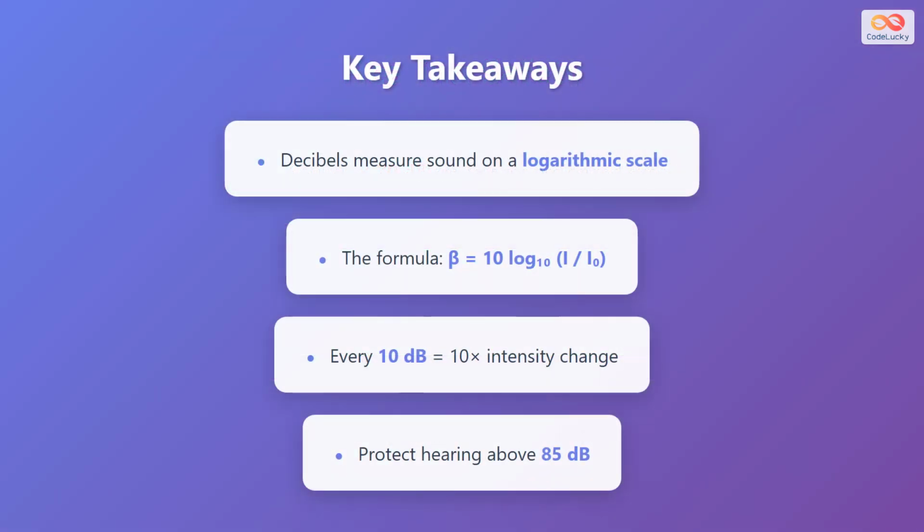Let's review the key points. Decibels measure sound on a logarithmic scale that matches how humans perceive loudness. The formula is beta equals 10 times the logarithm base 10 of I divided by I0. Every 10 decibel increase represents a 10 times change in intensity. And finally, remember to protect your hearing when sound levels exceed 85 decibels. Understanding decibels helps us measure, compare, and safely manage the sounds around us.